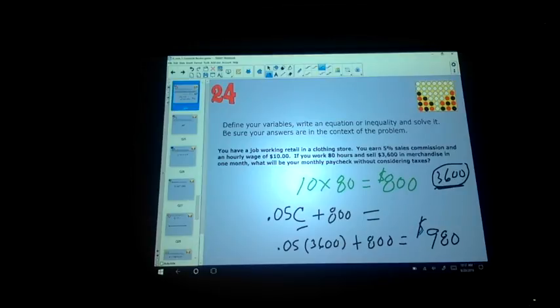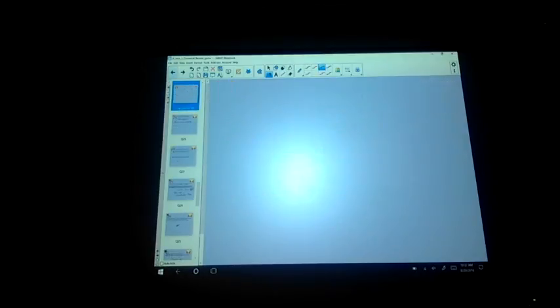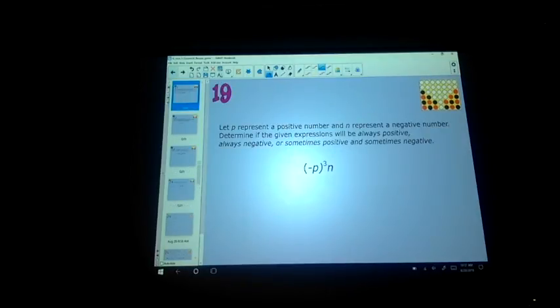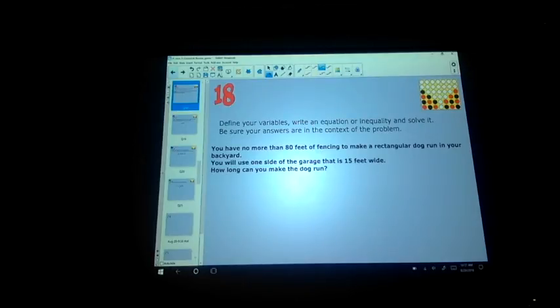Any other questions you want to take a look at on this packet? Number 18. Is that the 18? Yeah. All right. Defining variable. You have no more than 80 feet of fencing to make a rectangular dog run in your backyard. Okay, so you're talking about less than or equal to 80 feet. Okay?